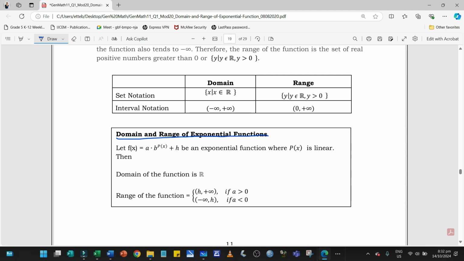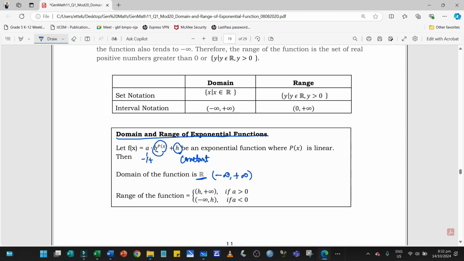We are given f of x is equal to a multiplied by b raised to x plus h, where h here is what we call the constant. The a here could be positive or negative. This is the base, and this is the exponential expression. So the domain of the function is the real numbers, or negative infinity to positive infinity.